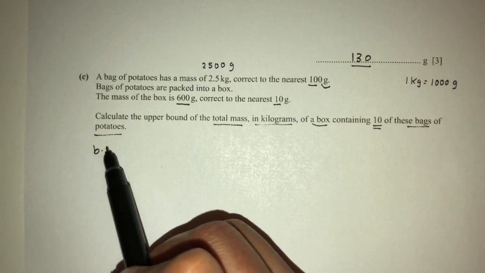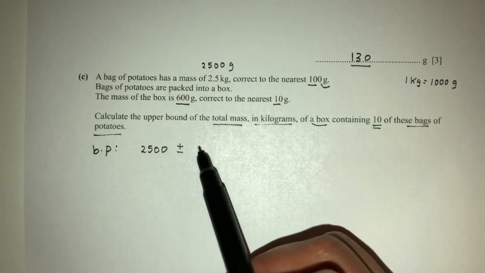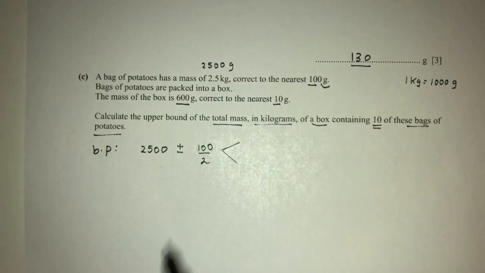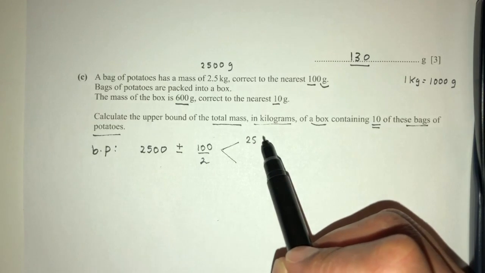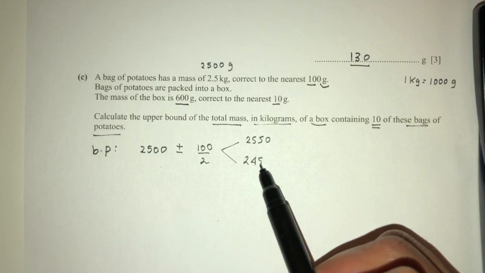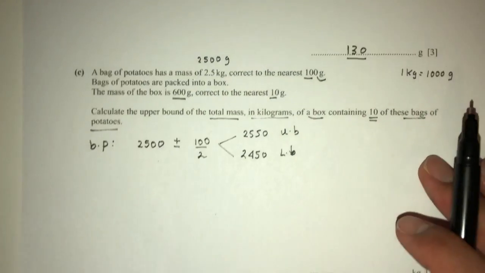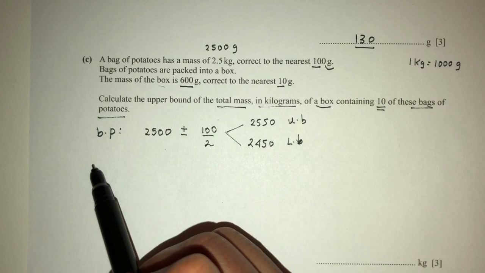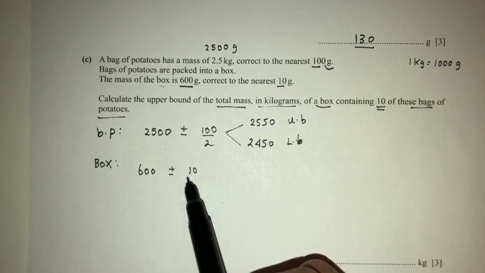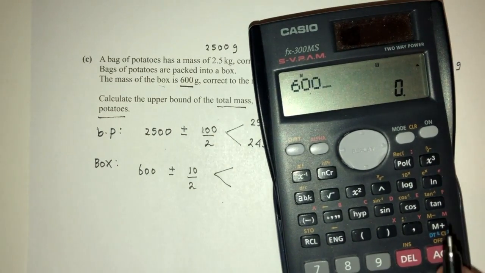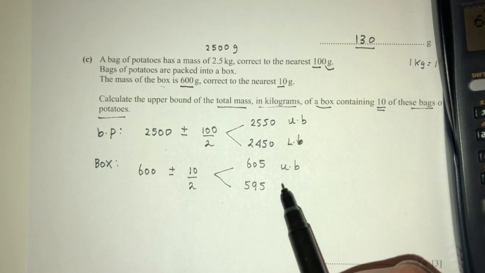So, for the bag of potatoes, we know this is the reading. We have to plus minus the nearest divided by 2 for the upper and lower bound. So 2500 plus 50 will be 2550, or it can be 2450 for the minus. So this will be the upper bound, this is the lower bound value. Now we have to do the same thing for the mass of the box. So for the box, the reading is 600 plus minus 10 divided by 2. So 600 plus 5 is 605 for the upper bound, and 595 for the lower bound.